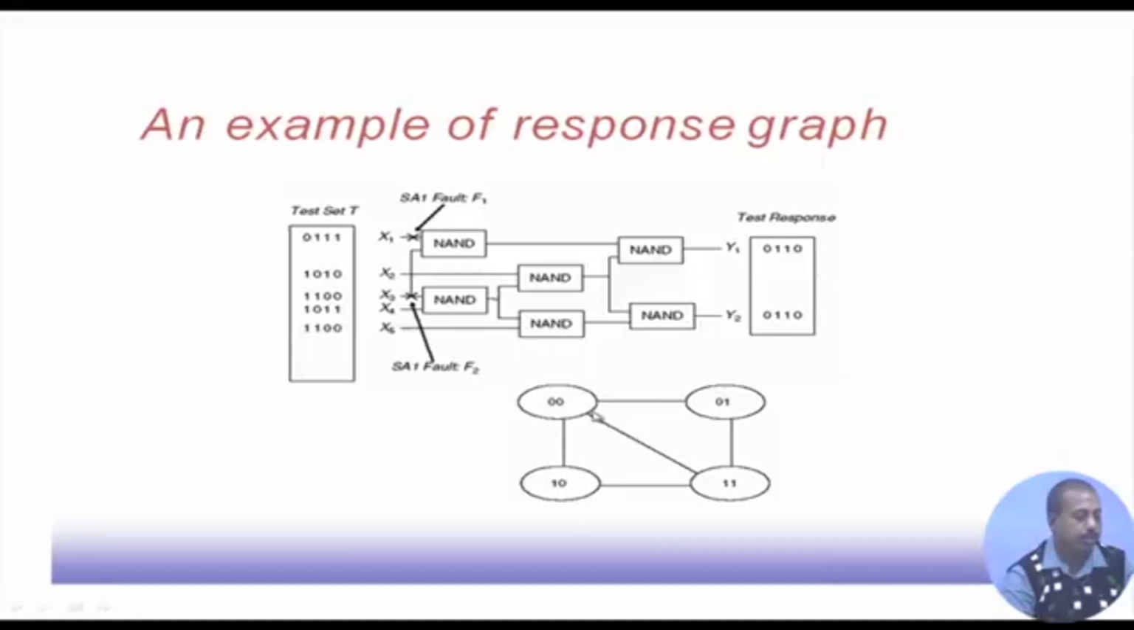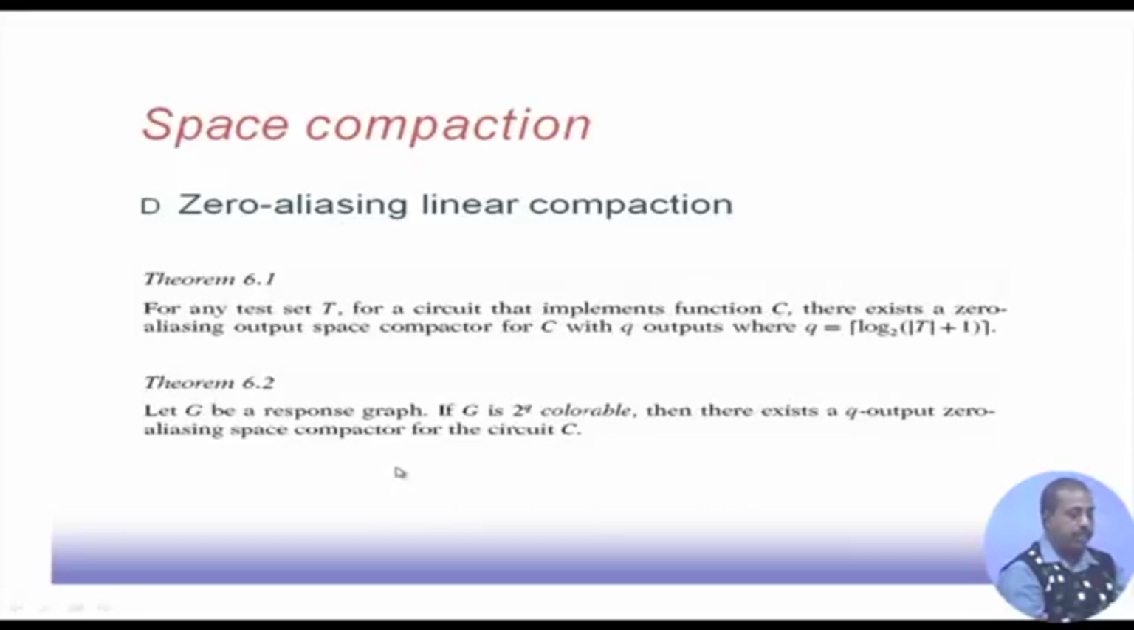However, if 0 0 is the good response, we see that due to the presence of different faults, it can give rise to other responses, and we add edges in those cases. So, this is actually the response graph, and this result says that if the graph G is 2 power q colorable, then there exists a q output zero aliasing space compactor.